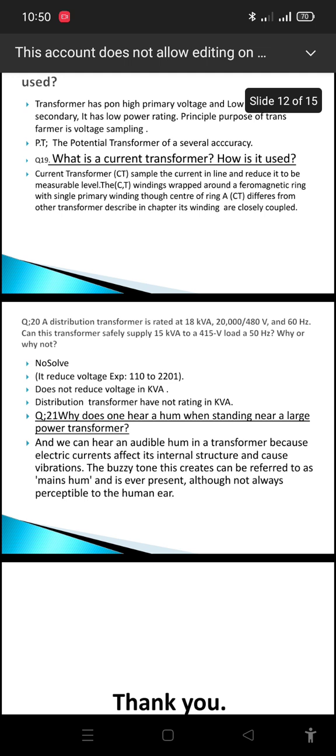Why do we hear a hum when standing near a large power transformer? We can hear an audible hum in a transformer because the electric current affects its internal structure and causes vibration. The buzzing tone this creates is perceptible to the human ear.